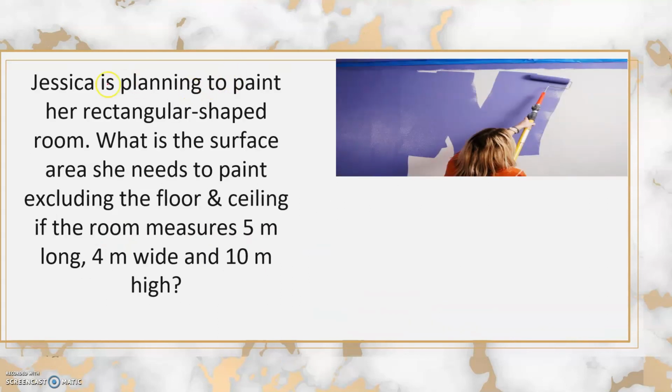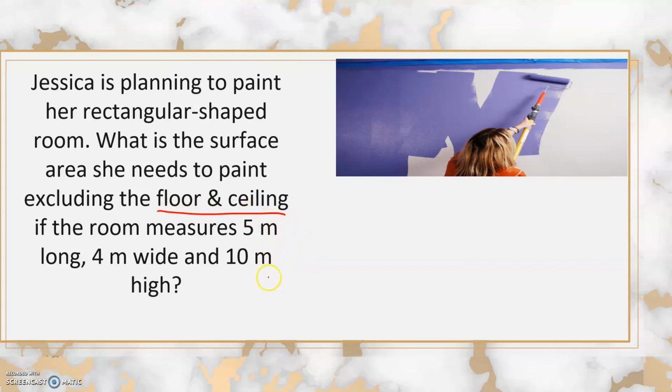Last example, Jessica is planning to paint her rectangular shaped room. What is the surface area she needs to paint, excluding the floor and ceiling, if the room measures 5 meters long, 4 meters wide, and 10 meters high? Okay. So for us to solve this word problem, let us be very careful in analyzing what the problem is asking for. In here, it was mentioned that she will be painting her room excluding the floor and the ceiling.